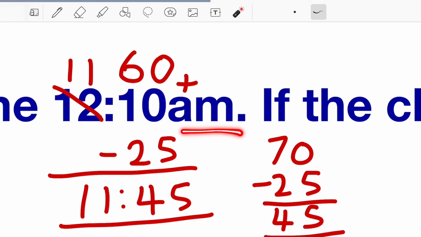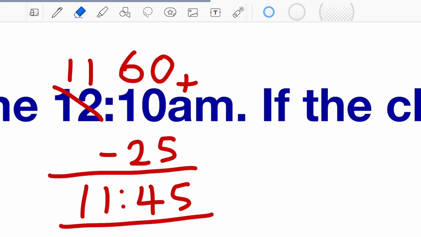which is PM. Right, so remember when we're crossing over, we're going across 12, so from 11 to across over to 12, it changes the time. So we're going from 12 and we're going back to 11, it's going to change from AM to PM. So the time is 11:45 PM.